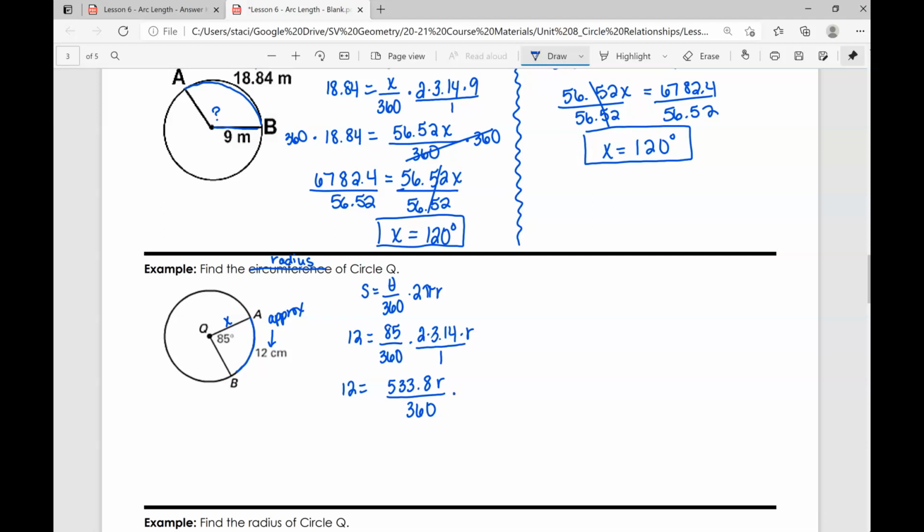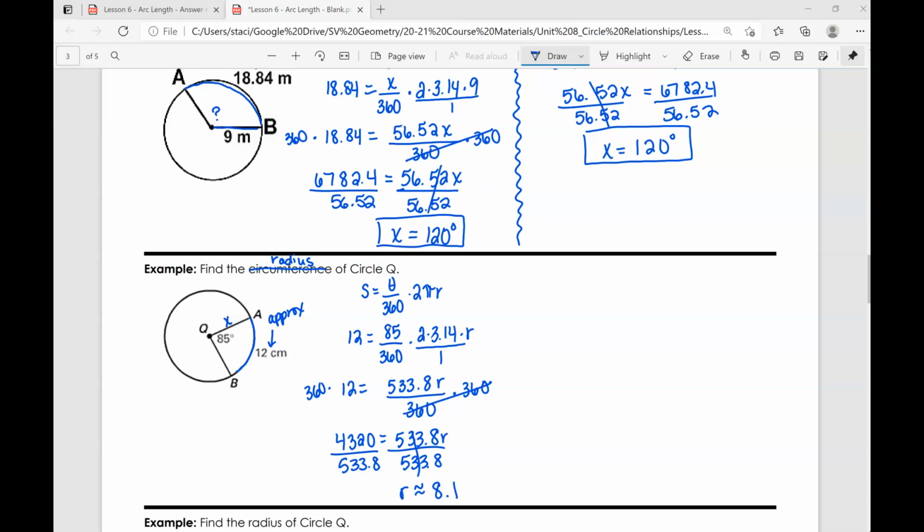So then to solve, I'm going to multiply times 360 on both sides. 360 times 12 is 4,320. That's equal to 533.8r. Divide by 533.8 on both sides, and we get that r is about, and we say about because we were using approximate answers, 8.1.